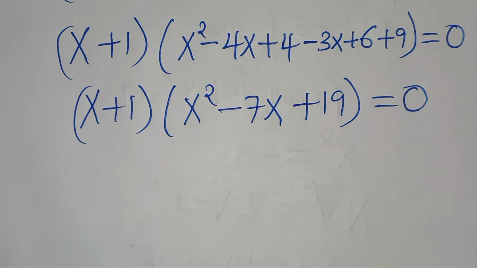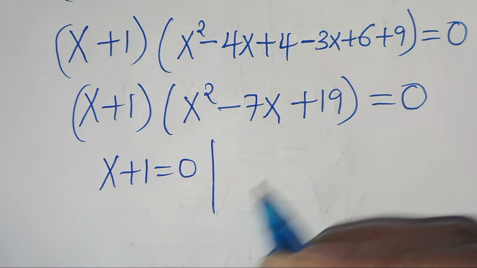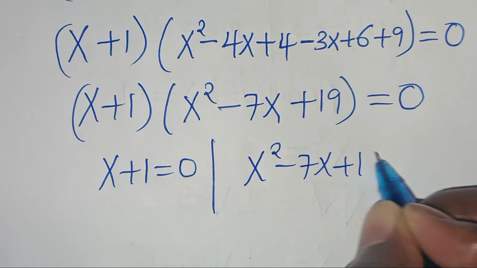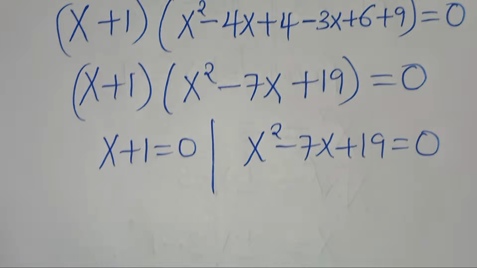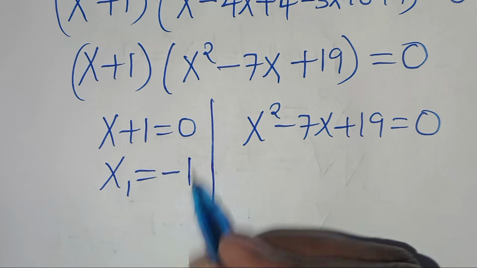So we have got two parts here. We have x + 1 = 0, then we have x^2 − 7x + 19 = 0. We have x1 equal to −1. This is a real solution.